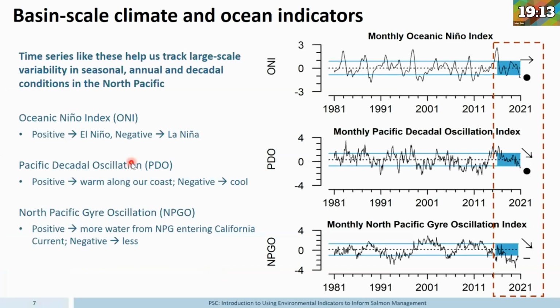We collect lots of basin scale climate and ocean indicators that we generally express in time series like these ones over here. And those help us to track large scale variability in ocean conditions throughout the North Pacific on time spans that would range from seasonal change to annual or even decadal change in conditions. And these, I hope, are familiar to a lot of you. Things like the index of whether we're experiencing El Nino or La Nina conditions, whether the Pacific decadal oscillation, indicating the sea surface temperatures, is relatively warm or cold, depending on where you are. And the North Pacific gyre oscillation is another one that we focus on that indicates how much trans-Pacific water is flowing down into the California current or turning left and going up into Alaska.